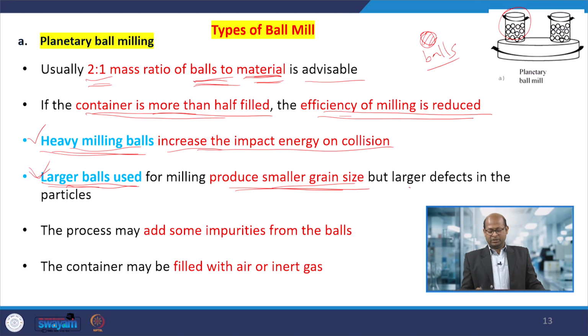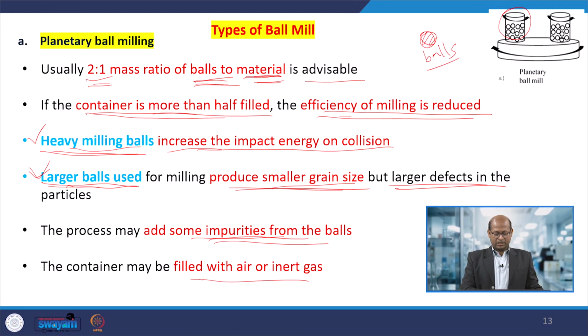However, there is a problem here. Larger balls interact with each other, and some impurities from the balls themselves become contaminated with the sample. That is the disadvantage. So using larger balls we can get a smaller grain size of the particles, but there is some disadvantage too.